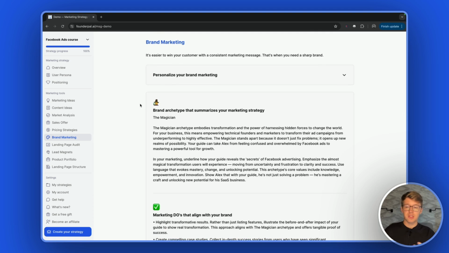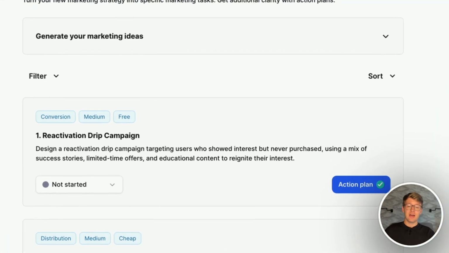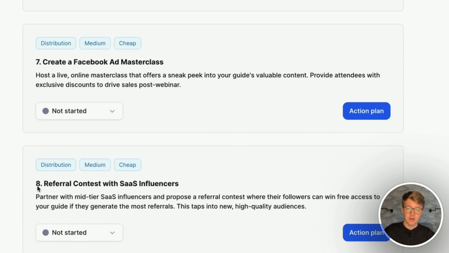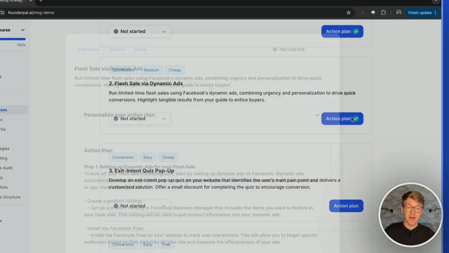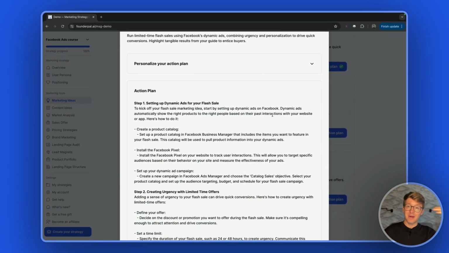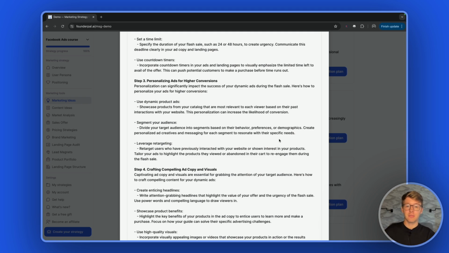And when you're ready to do some marketing, for example, you're preparing for the launch or the launch already happened and you want to increase the conversion rate of your marketing funnel, you can go to marketing ideas and generate a lot of different ideas, either to acquire users or convert them better. So for example, we can have, let's say, flash sales via dynamic ads on Facebook ads. And if we're looking to get a step-by-step action plan to know exactly what to do, we get these instructions that are super specific and actionable and very personalized for our specific situations.